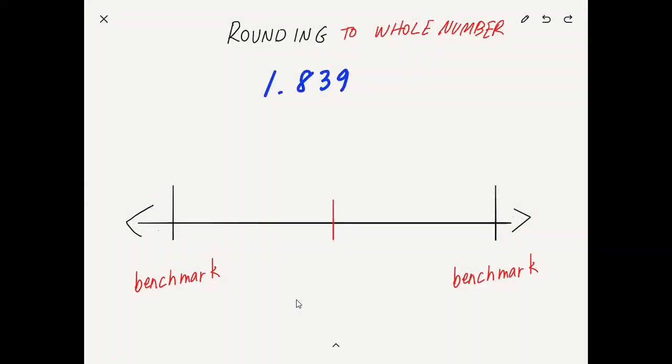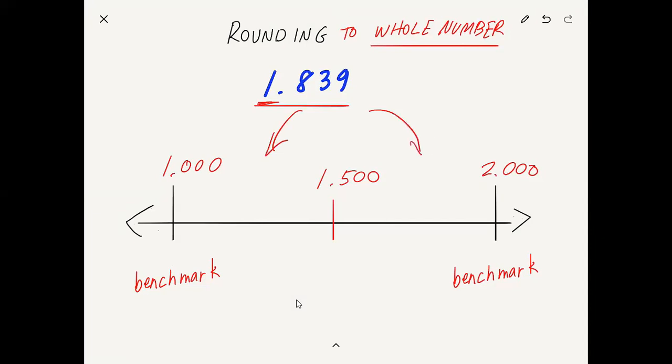All right, so this one, we're rounding 1.839 to the nearest whole number. So the whole number would be the ones place. So we're going to have 1.000, and then over here is going to be the higher benchmark, 2.000. And then where does 1.8 go? So what's the middle? 1 plus 2 is 3. 3 divided by 2 is going to be 1.5. So this is going to be 1.500. Now, where does the 1.8 go? Does it go to the left or does it go to the right? Well, 1.8 is definitely higher than 1.5. So we're going to round it to the 2.000, to the closer benchmark. And that's what we got.